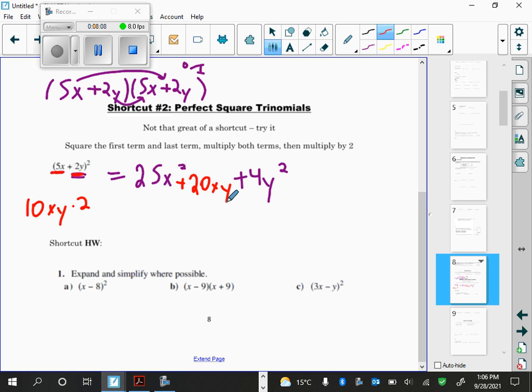It's a long version, or long-winded shortcut, I think. And the students haven't loved it, and certainly you don't need to use it. But we're going to try it a couple times after this. So you're going to square this first term to get this. You're going to square this to get the last term, and then the middle term is the hardest. It's this times 2.